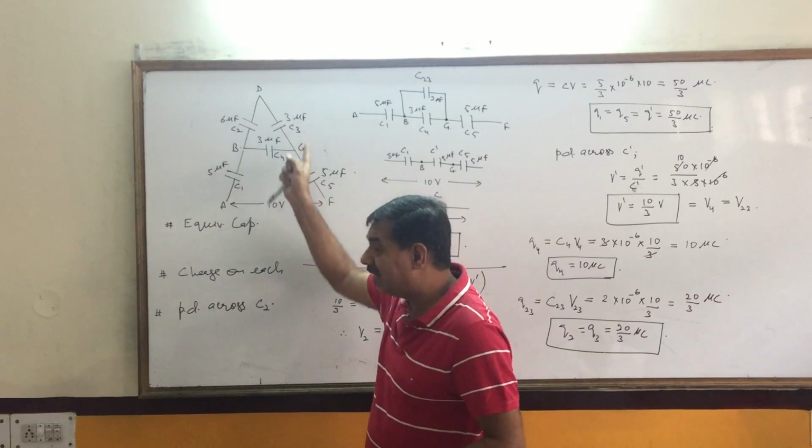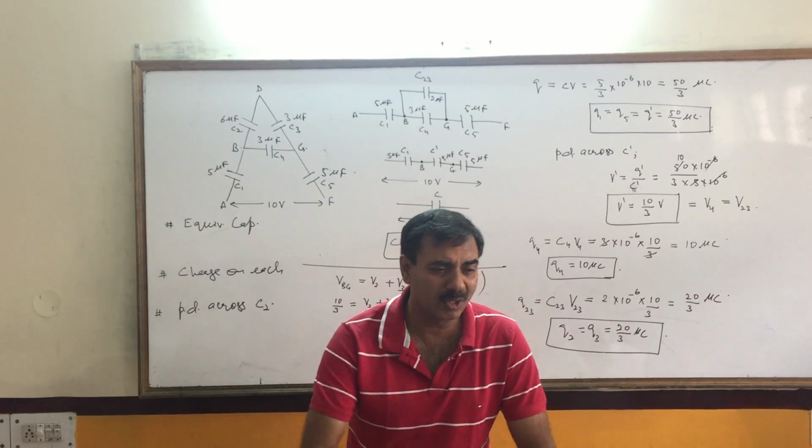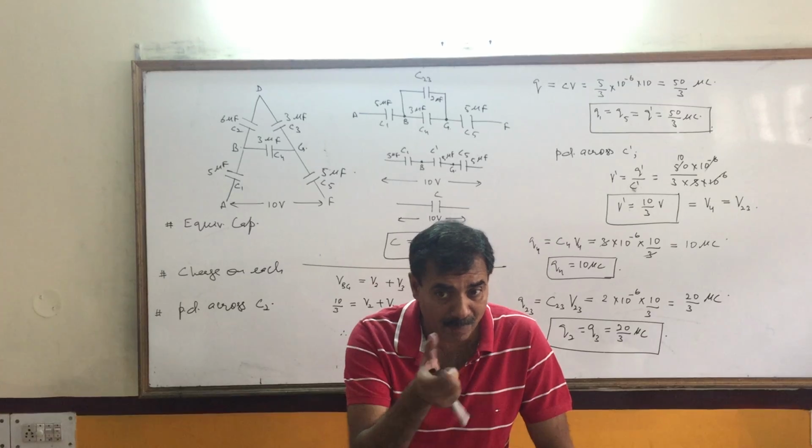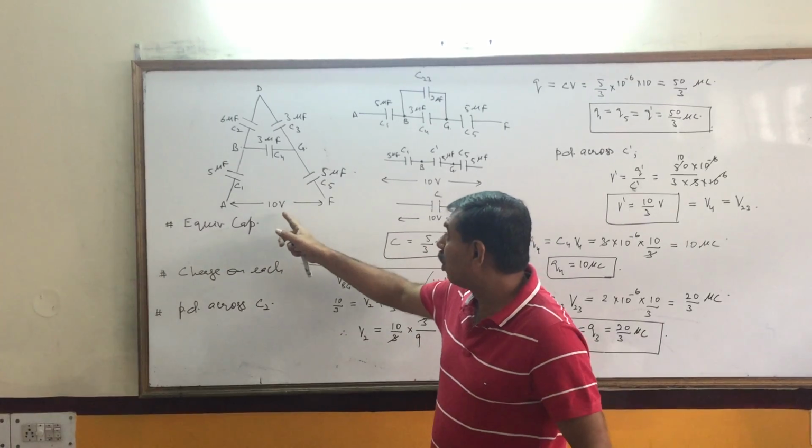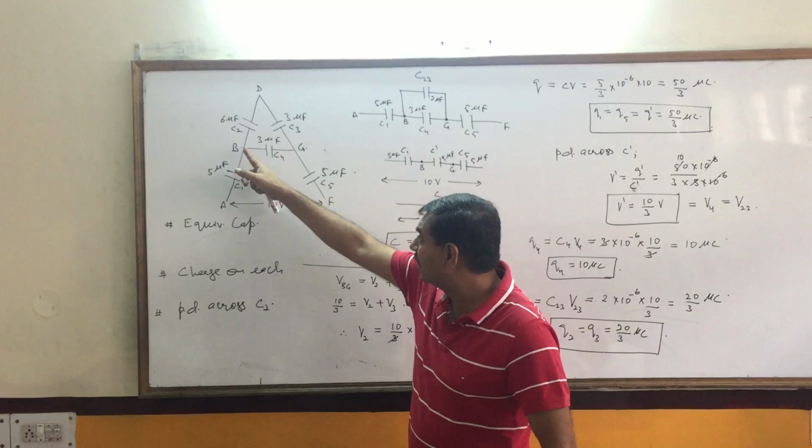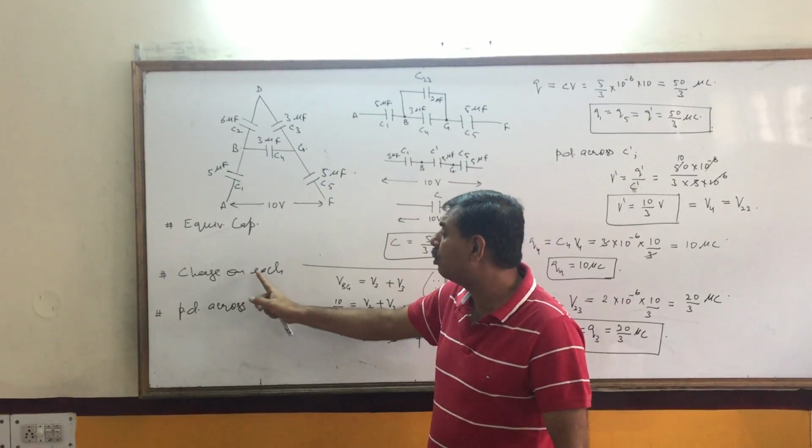If two capacitors are in series, and you need to determine the potential drop across one, you should know the potential drop across the combination, which is also not the total. So we have to determine the potential drop across B and G. This is the most difficult part, please.